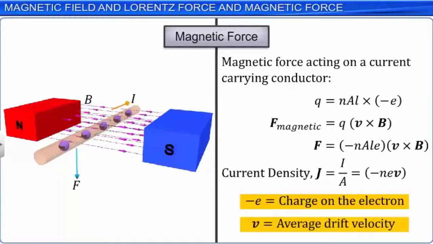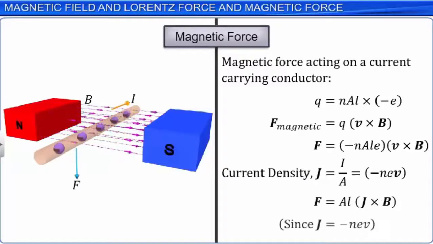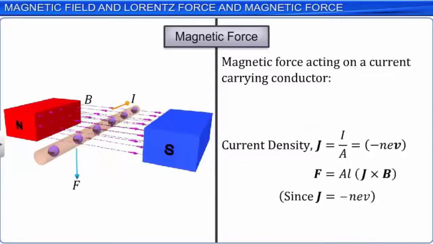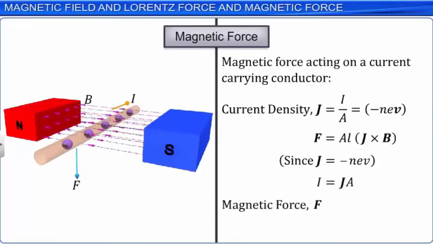In this case, the magnetic force can be written as F is equal to AL multiplied by J cross B, since J is equal to minus NEV. From the definition of current density, current I is equal to J multiplied by A. Then, the magnetic force F is equal to I multiplied by L cross B, which can be written as F is equal to BIL sin theta.